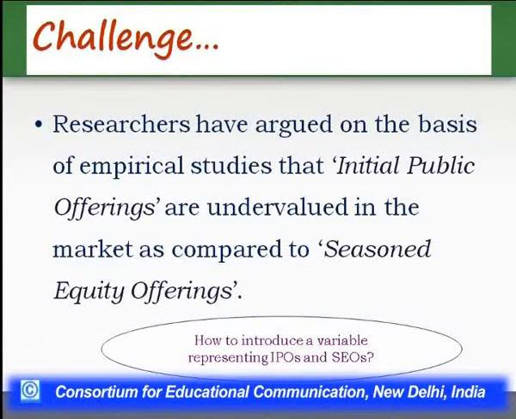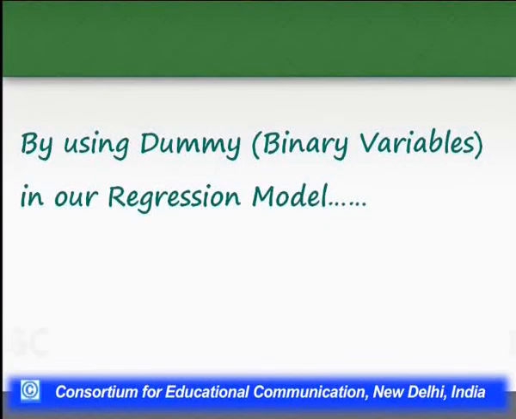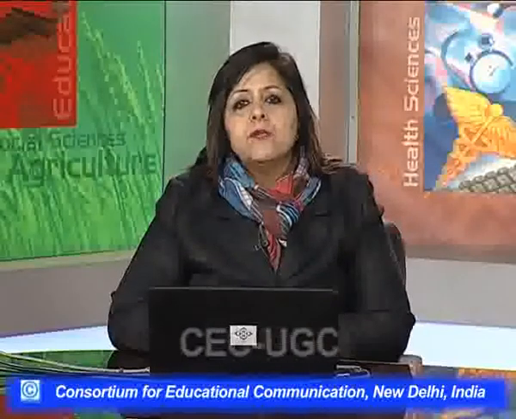IPO stands for initial public offerings and SEO is seasoned equity offerings. Which is better? So now the concept of dummy variables comes in. By using the concept of dummy variables, we will be able to identify which one is better, whether the IPOs are better or the seasoned equity offerings are better. So if you have a research problem like this, in the regression model you can introduce a dummy variable: if it is there, what is the scenario, and if it is not there, what is the scenario?